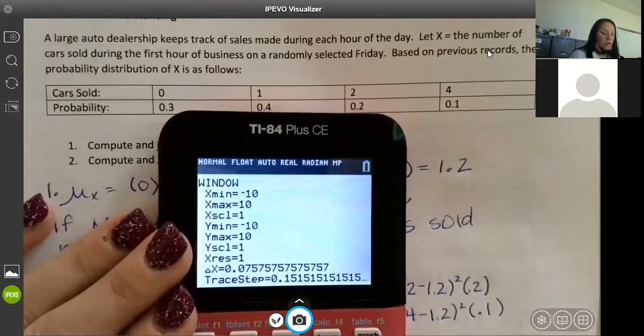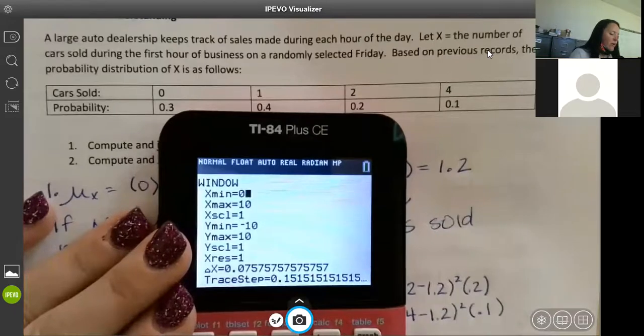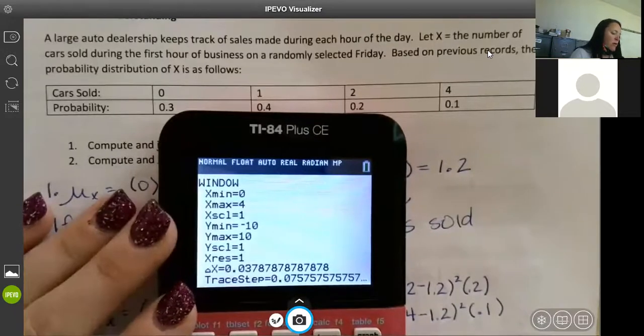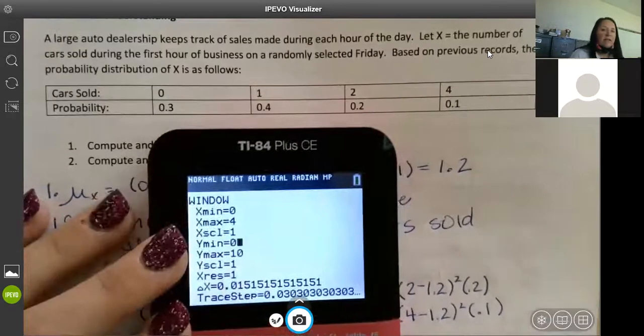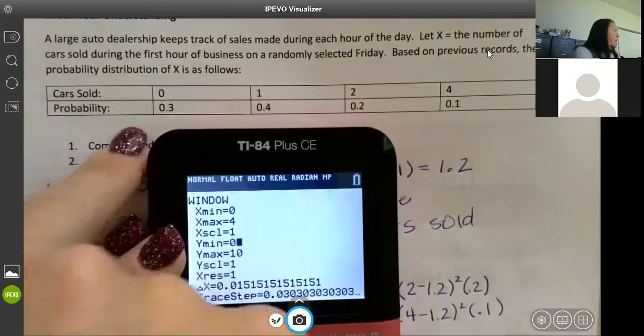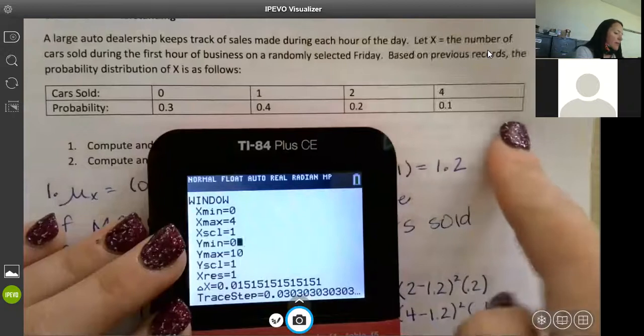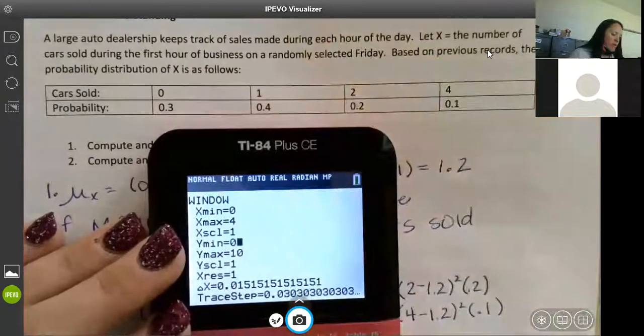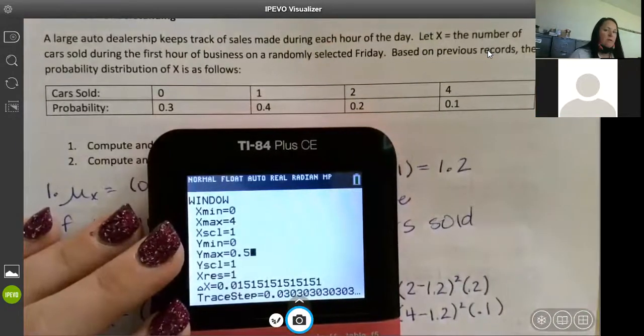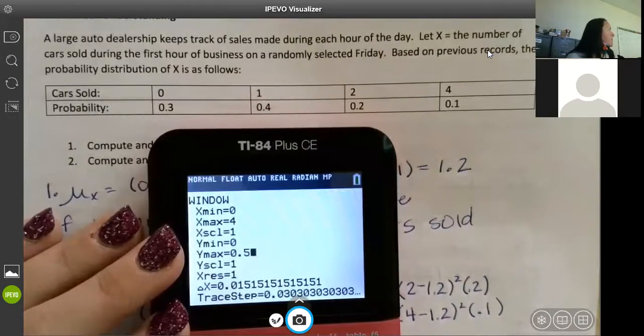0 to 4. You can go one above if you want to make it a little bit easier, or you can do it exactly what it is. 0 to 4, we're going by ones, leave it alone. Our Y min is going to be 0 because we don't go any lower than 0. And our maximum right now is 0.4, so you may just want to do it as 0.5. It does not matter. Has everybody got it?